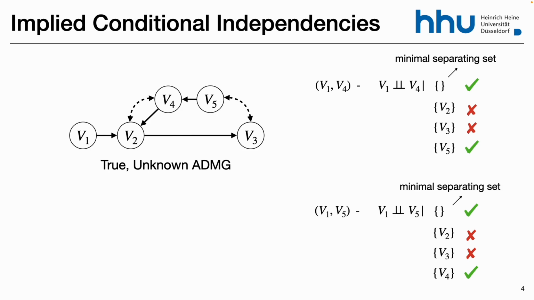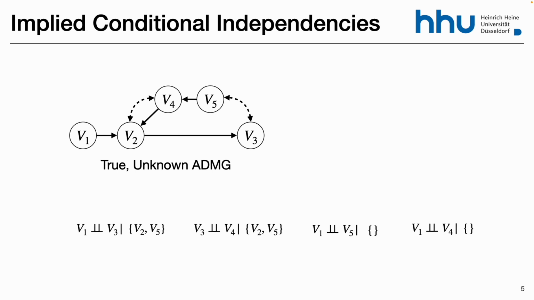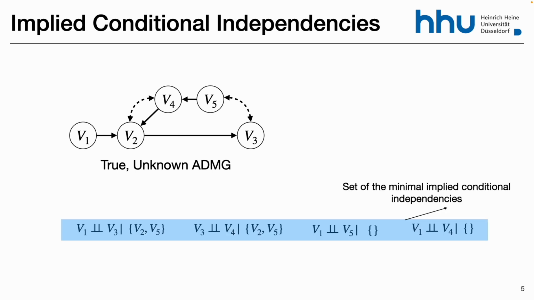Okay, so the minimum separating set is the student set. Of course, you can add others without hurting here. Like before, right? So before it is still fine here. Before you're opening this collider, but there are these colliders that are still blocked. So the same here, there are these two definitions, right? If the separating set is minimal, then you have a set of minimal implied conditional independencies.